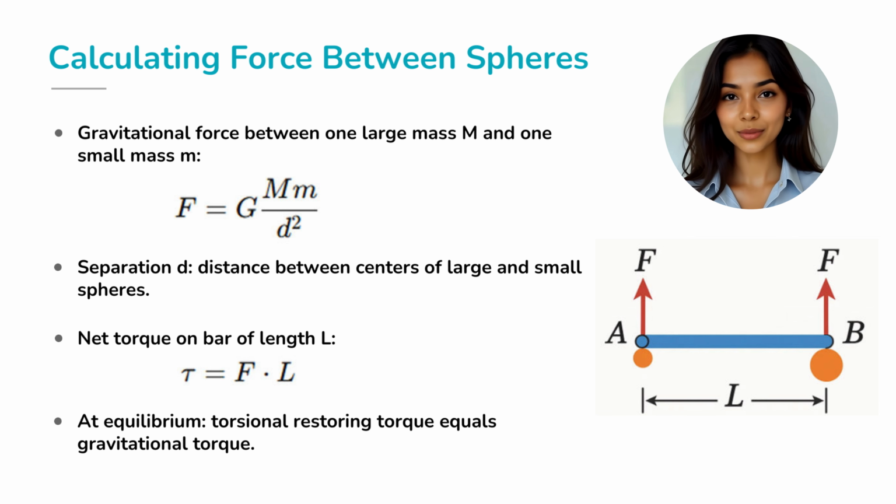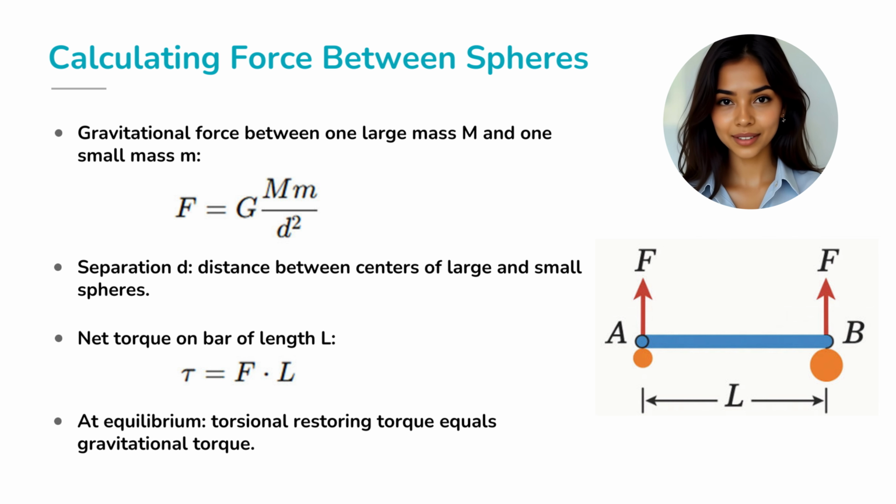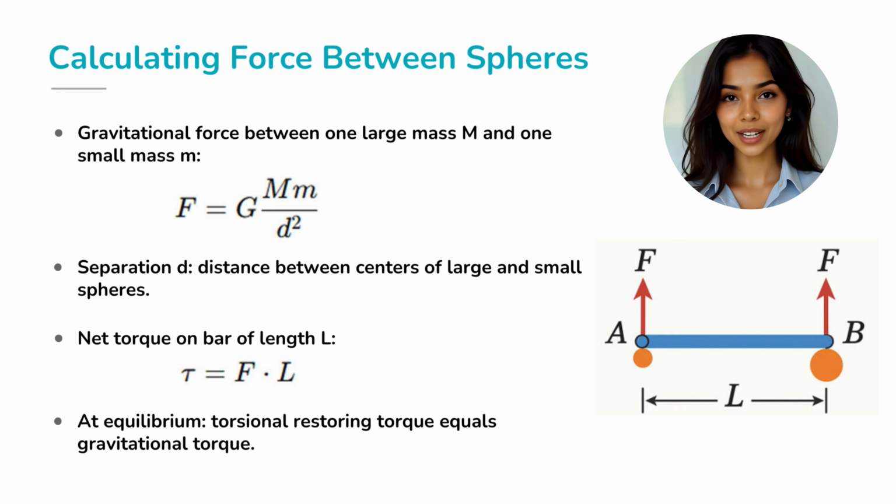So, what's the force between a large sphere and a small one? It's given by the familiar formula, F equals G multiplied by capital M multiplied by small m, divided by d squared, where d is the distance between their centers. This force is minuscule, around 10 to the power of minus 10 newtons. To put that in perspective, it's weaker than the weight of a mosquito's wing.